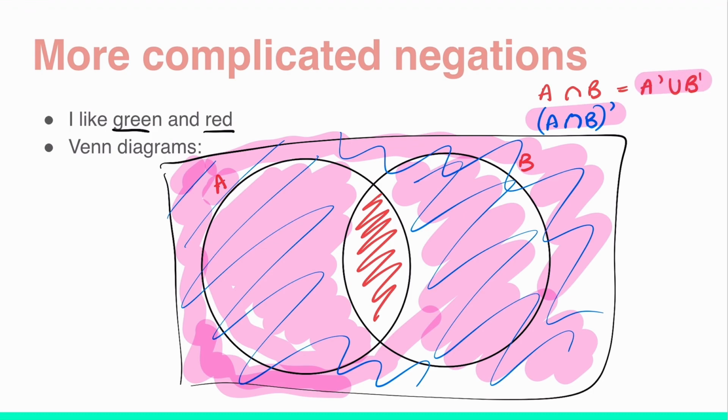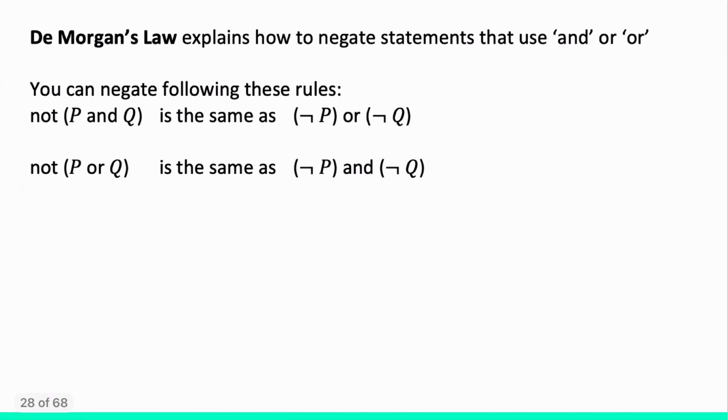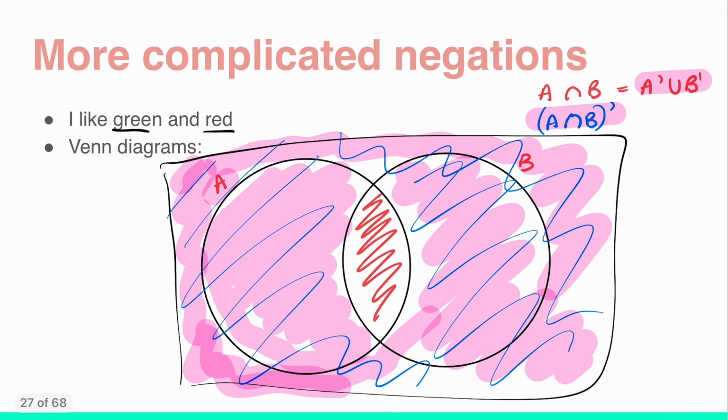So where does that take us in terms of being able to negate things? When I have more than two items that I'm negating, so if I'm saying not (P and Q), that's the same as saying not P or not Q. Same idea as this. So that's not A or not B. So the and changes to the or.